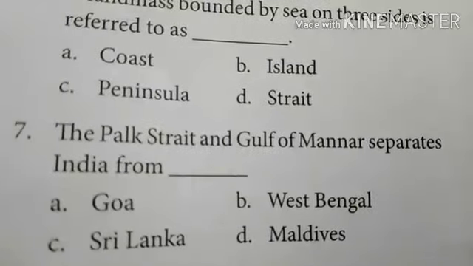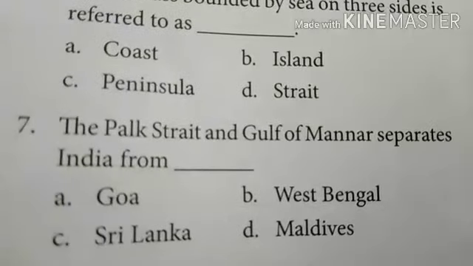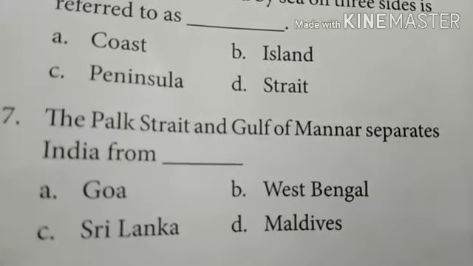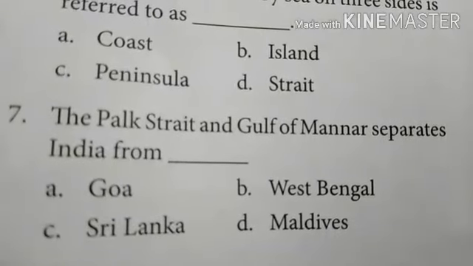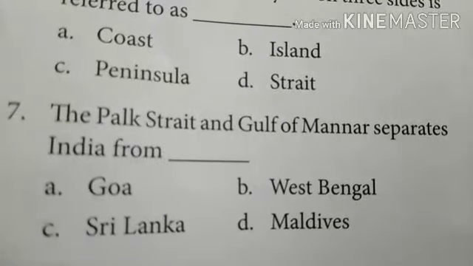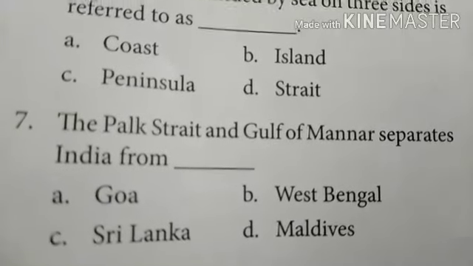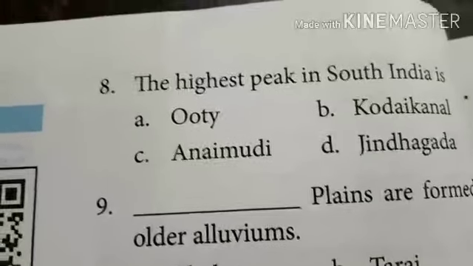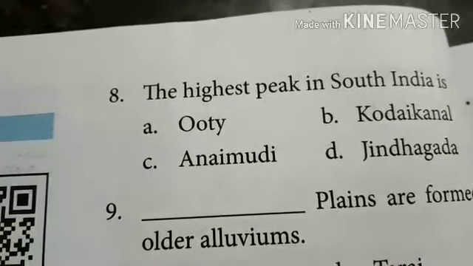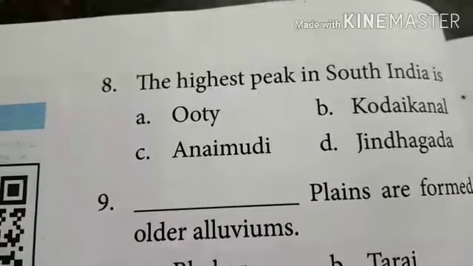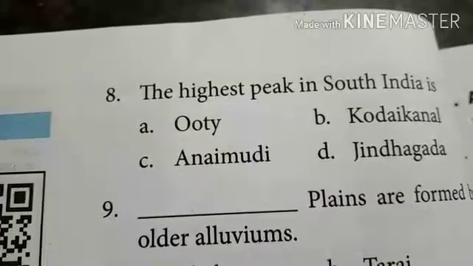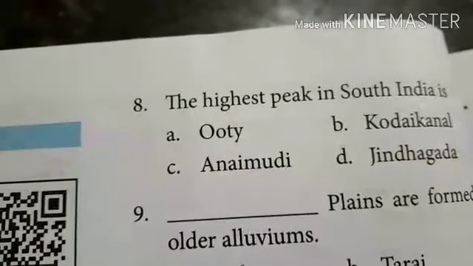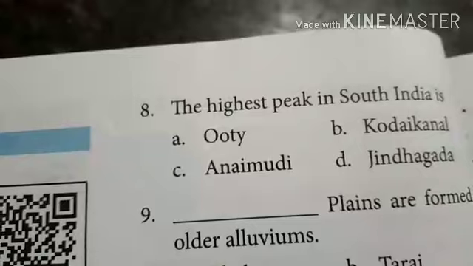The Pak Strait and Gulf of Mannar separates India from: Goa, West Bengal, Sri Lanka, Maldives. The highest peak in South India is: Ooty, Kodaikanal, Anaimudi.